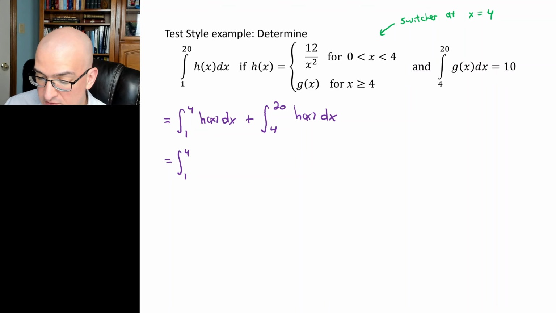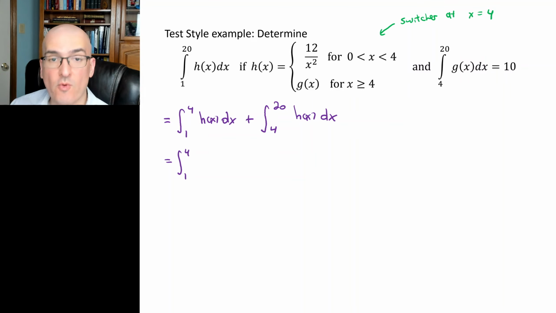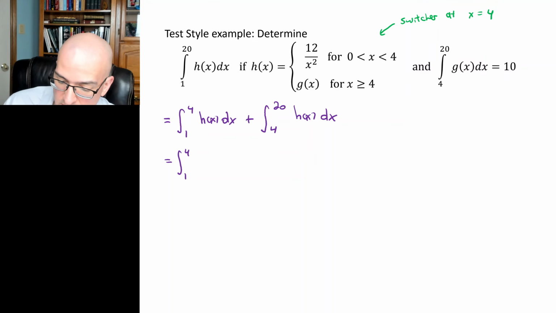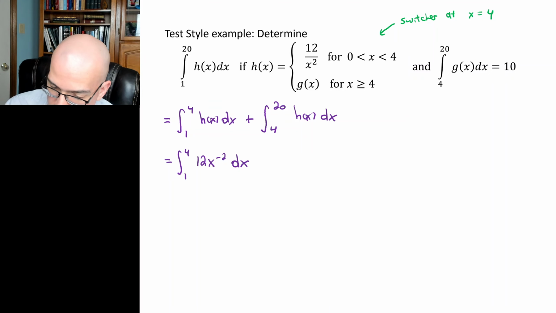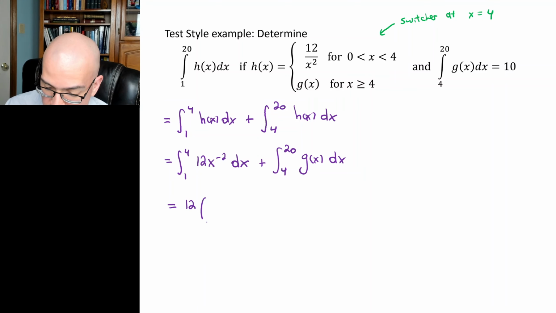So from 1 to 4, that's the top part of the piecewise function, which is in force between 0 and 4, which includes from 1 to 4. So we have 12 x to the power of -2, just thinking ahead. We're going to have to do that to take the antiderivative. And plus the integral from 4 to 20 of g of x. All right, now we can take the antiderivative of the first piece using the anti-power rule. We'll have 12 times 1 over -1 x to the power of -1, and that's evaluated from 1 to 4. And for the second part, we can directly quote the number that comes out. It's 10.